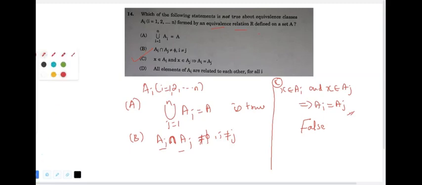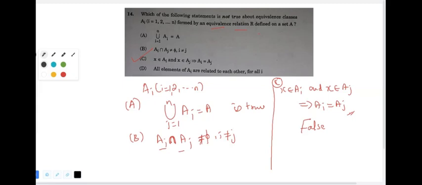If you check the next one, all elements of Ai are related to each other for all i. It is also true because elements within the equivalence class are related to each other. It is not necessary that all elements of Ai are related to each other across different equivalence classes. It will be true for the given equivalence relation.